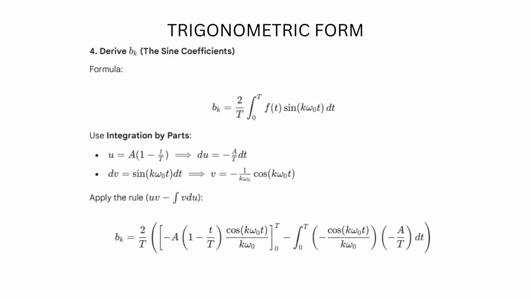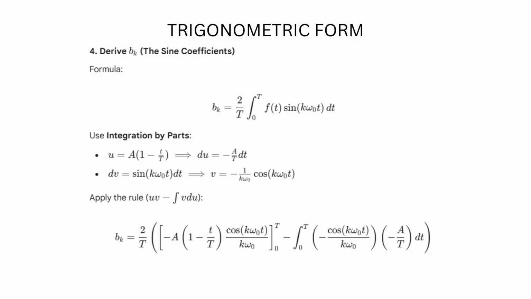Now we derive the b sub k, the sine coefficient. It is b sub k equal to 2 over big T times the integral from 0 to big T of f of t sine k omega naught t dt. We let dv equal sine k omega naught t dt, integrating that, v becomes negative 1 over k omega naught times cosine k omega naught t. Note, this negative sign is the most common place to make a mistake. The integral of sine is negative cosine.